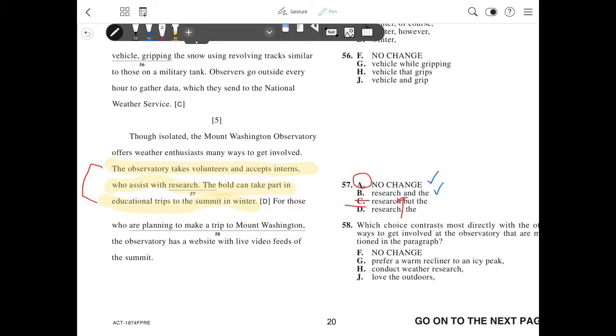So it's really good to be on the lookout for these really tiny details. And the ACT wants you to choose the most coherent and concise answer that has the least amount of grammatical errors. And again, just like question number 57, you can have multiple correct answers, but they want you to choose the best possible one.